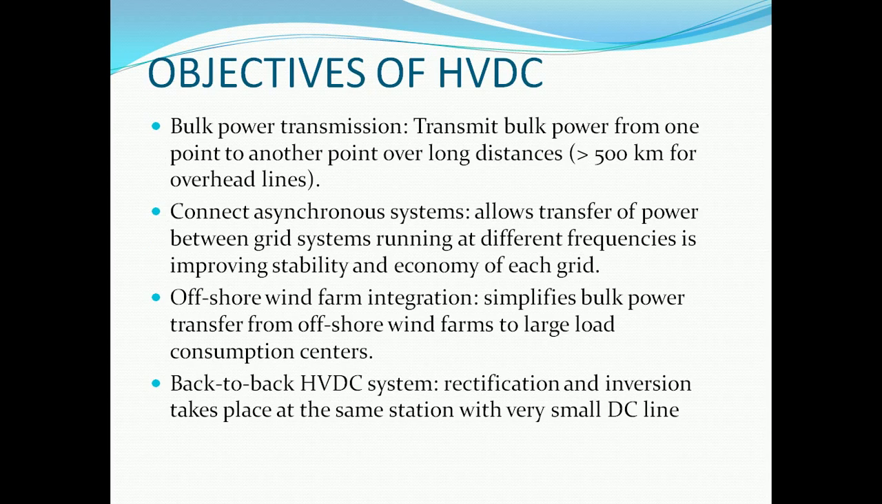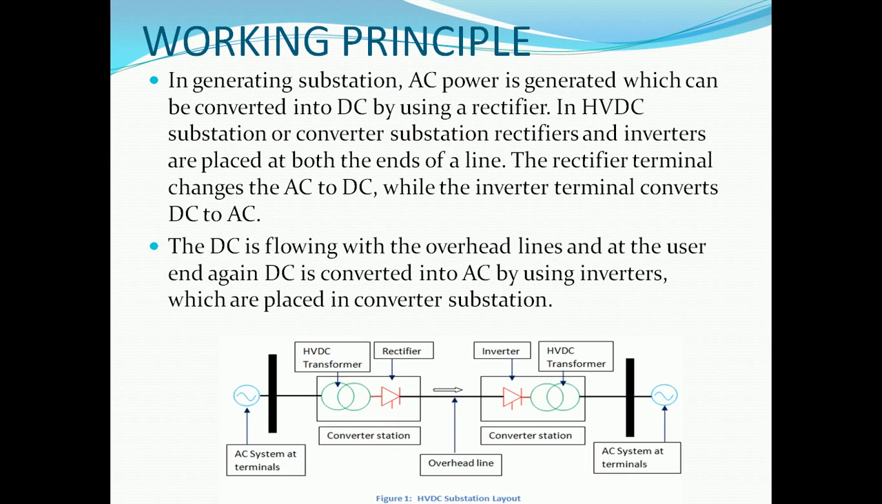Let us talk about the objectives of an HVDC system. Bulk power transmission is used to transmit bulk power from one point to another over long distance. Connect asynchronous systems, which allows transfer of power between grid systems that are running at different frequencies to improve stability and economy of each grid. Offshore wind farm integration, which simplifies bulk power transfer from offshore wind farms to large load consumption centers. And finally, back-to-back HVDC system, where rectification and inversion take place at the same station with a very small DC line connected between them.